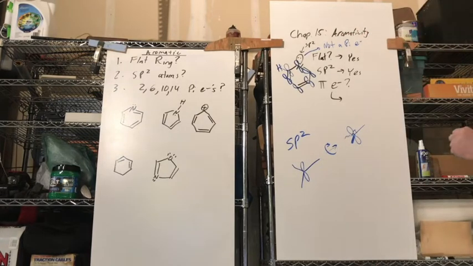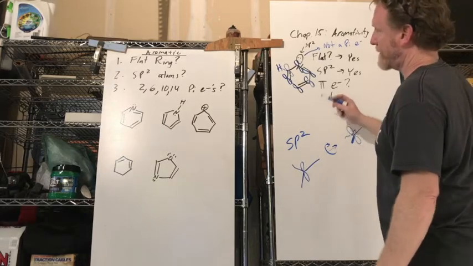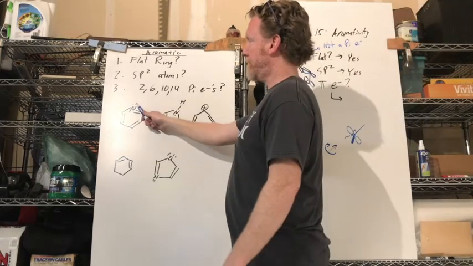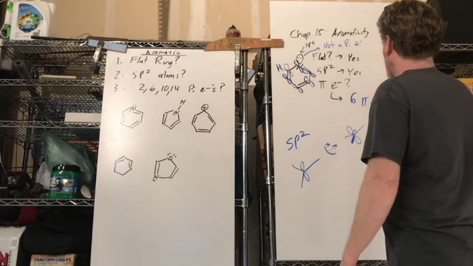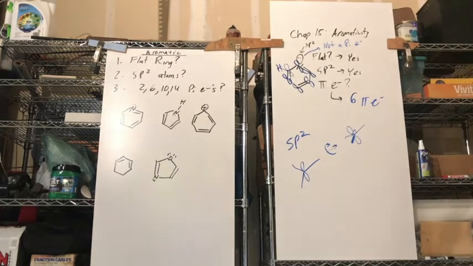So my question then is, how many pi bonding electrons do I have? I know I wrote all over it, but these are not pi bonding. So I got 2, 4, 6 pi electrons. Is pyridine aromatic? Yes.